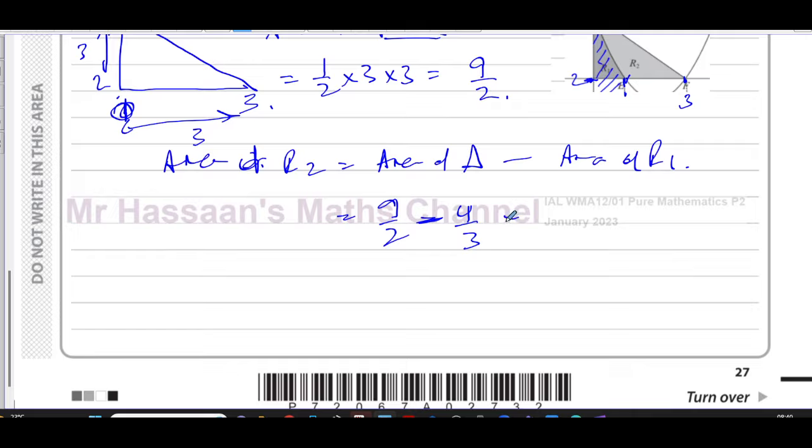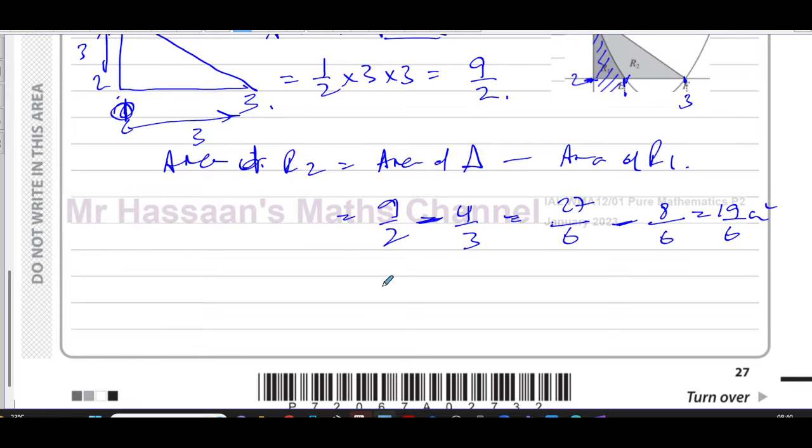So that's going to be over 6. We have to multiply by 3, so 27 over 6, minus, and here we have to multiply by 2. That's going to be 6, and it's going to be 8. So it's 19 over 6 square centimeters.